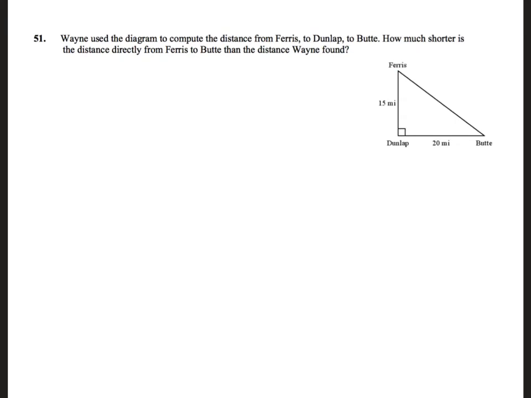Alright, my last one said Wayne used the diagram to compute the distance from Ferris to Dunlap to Butte. How much shorter is the distance from Ferris to Butte than the distance Wayne found? Alright, so we need to figure out the distance directly from Ferris to Butte. Again, we're going to use our Pythagorean theorem. Let's call 20 a and 15 b, and we're looking for c, our hypotenuse.